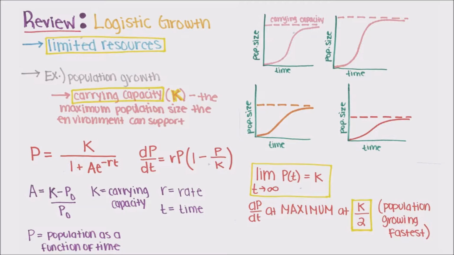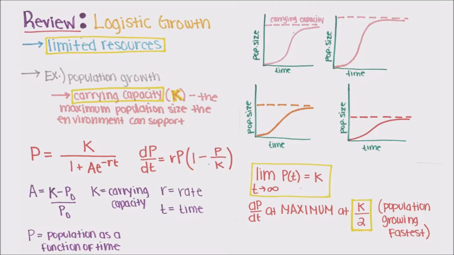Logistic growth is mainly different from exponential growth because of the fact that there are limited resources. So while an exponential growth graph will keep increasing, a logistic growth graph will flatten out near its carrying capacity, which is shown on the graphs to the right. The carrying capacity is the maximum population size that the environment can support.